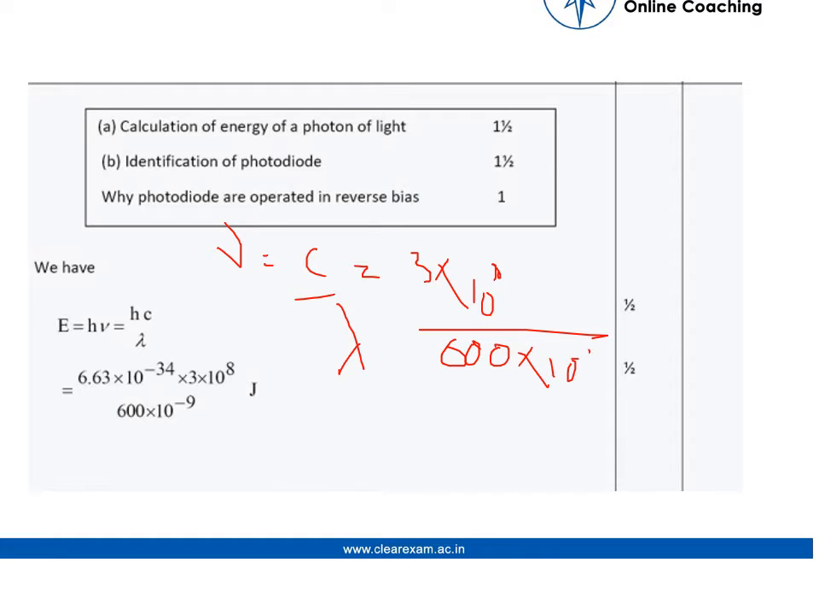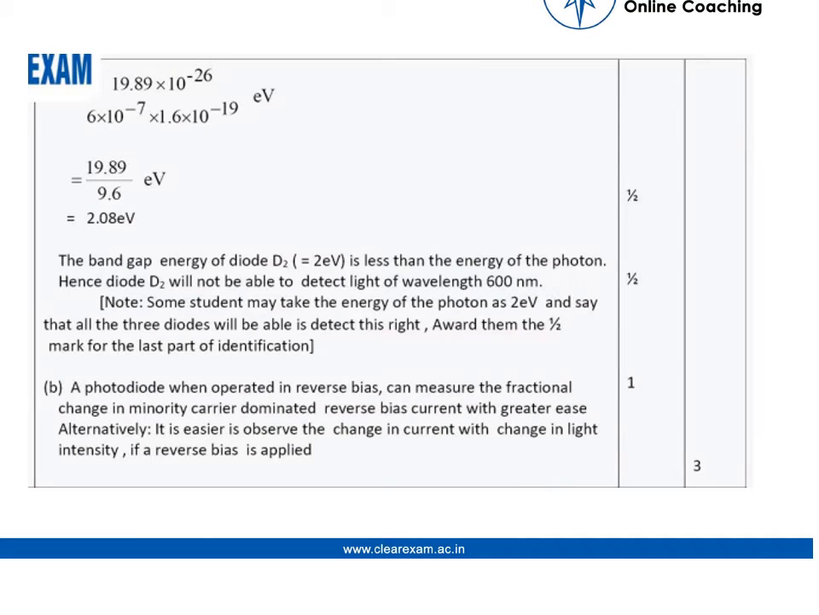Putting these values in the formula, we get 6.63 into 10 raised to the power minus 34 into 3 into 10 raised to the power 8 upon 600 into 10 raised to the power minus 9 joule. The answer comes out to be 19.89 into 10 raised to the power minus 19 joules, and to convert it into electron volts we divide by 1.6 into 10 raised to the power minus 19, so we get 2.08 electron volts.